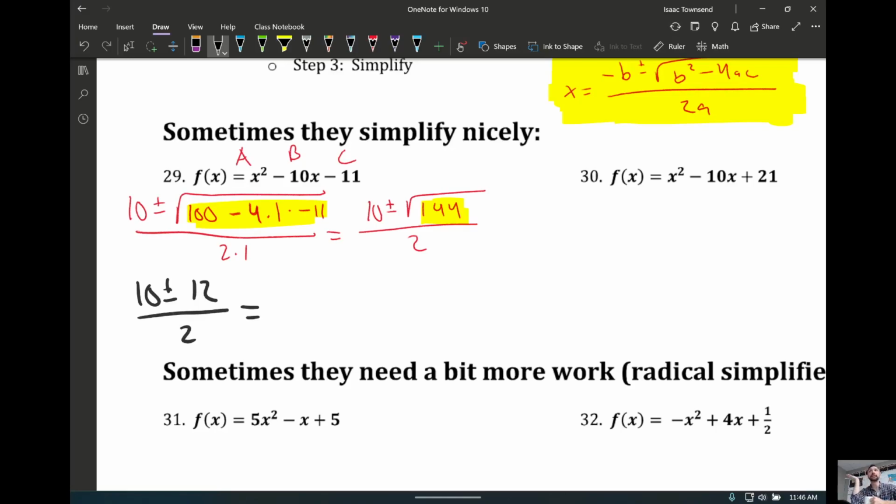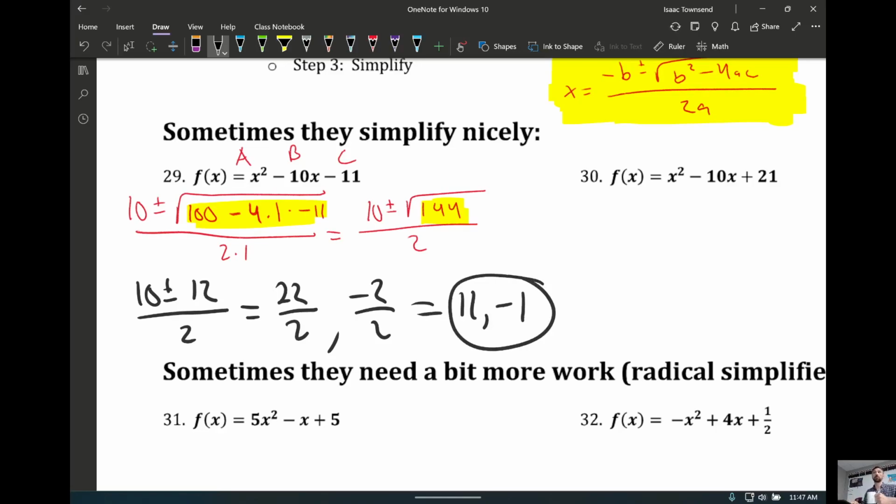So that makes the ending of quadratic formula nice as well. One answer comes from 10 plus 12 over 2, and the other one comes from 10 minus 12 over 2. These reduce to 11 and negative 1. I think that might be the same question we did on the front page, but we did it with factoring or something instead.